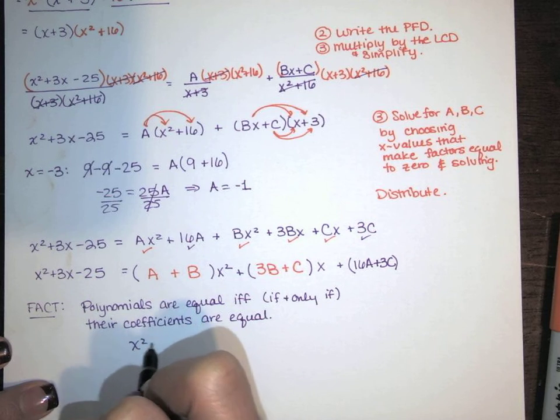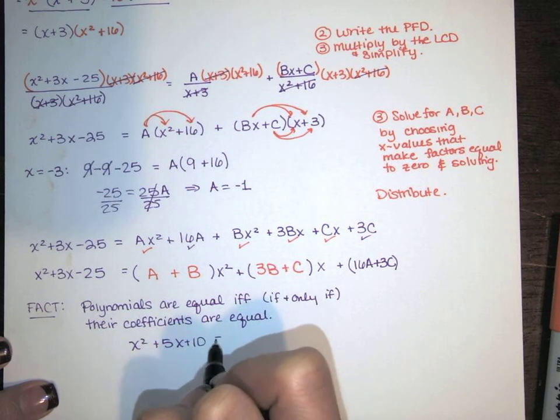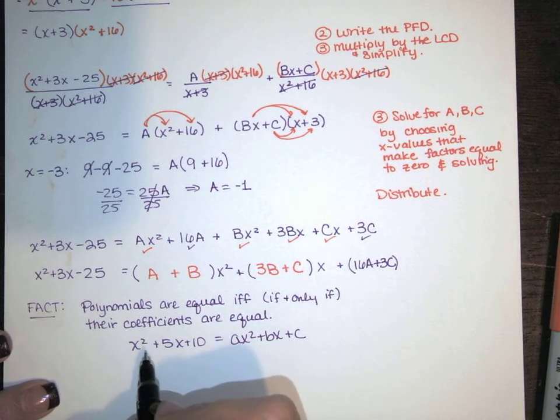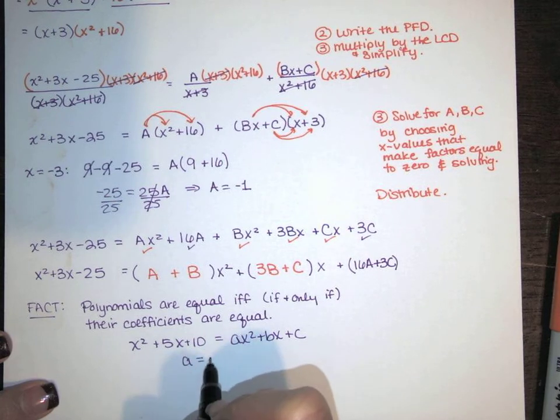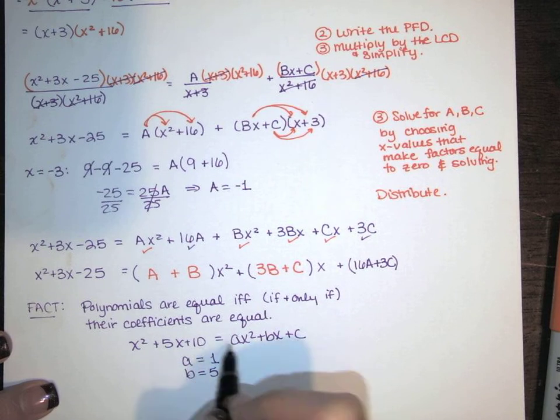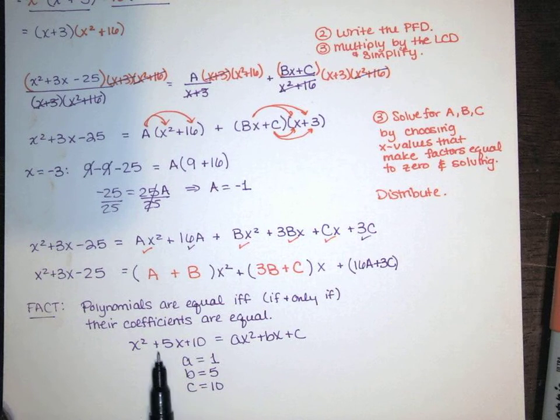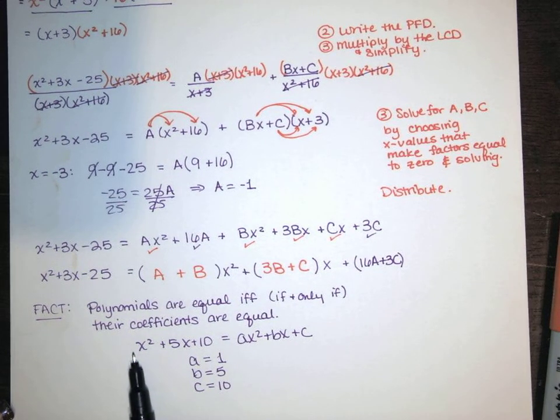So if I have x squared plus 5x plus 10 equals ax squared plus bx plus c, the only way that works is if the number in front of the x squared, which is 1, is equal to a. And the number in front of the x, which is 5, that has to be b. And the constant term, that has to be c. You've done this many times whenever you use the quadratic formula to solve an equation. You said A is 1, B is 5, C is 10, and then you use the formula from there, right? That's exactly what we're doing here, but it's not as simple as this.